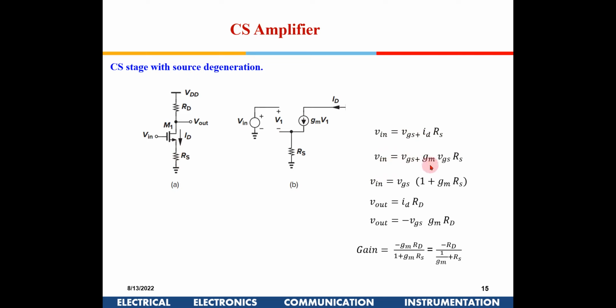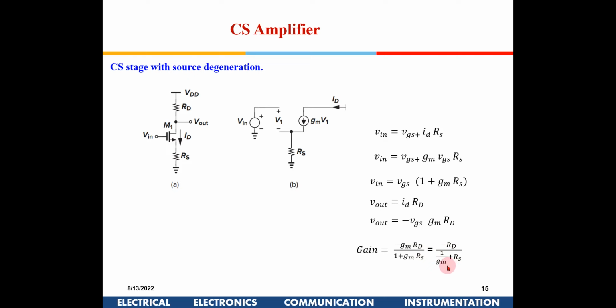Then ID is GM into VGS, so I can take VGS common out here, and this becomes 1 plus GM RS. Now V out is ID RD. If I substitute ID as GM VGS, I have done that. Now this is V out and this is V in. If I divide this, I get minus GM RD by 1 plus GM RS. So minus RD divided by 1 by GM plus RS. This is the equation which we got for the gain.